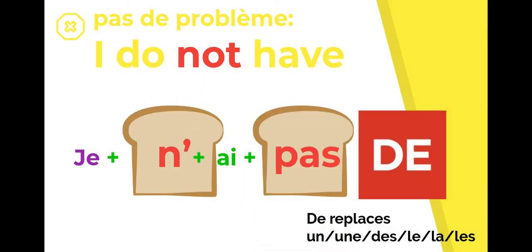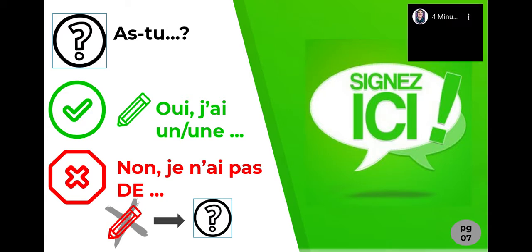Je n'ai pas de. Remember earlier we learned je n'ai pas de, I do not have. So the de replaces the un, the une, the des, the le, the la, the les, whatever is there. So if you don't have an item, je n'ai pas de, and then the item. You don't have to worry about if it's masculine or feminine.